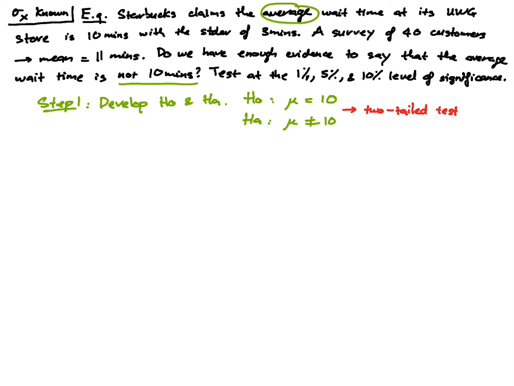Now we also know that we have a sample of 40 people, so n is equal to 40. Right. The sample mean is 11. The population standard deviation is given, which is 3. And then the hypothesized value is 10, right? Again, it's whatever shows up in the hypotheses.